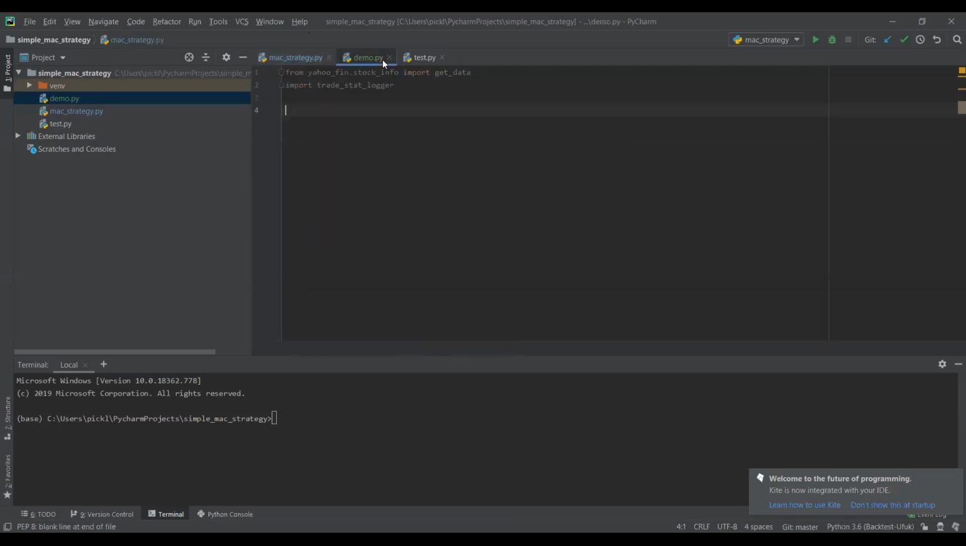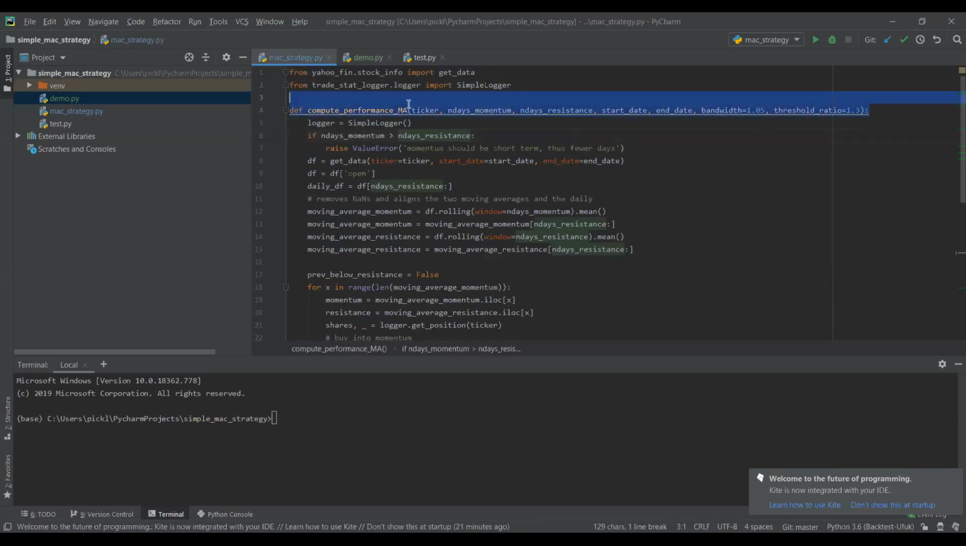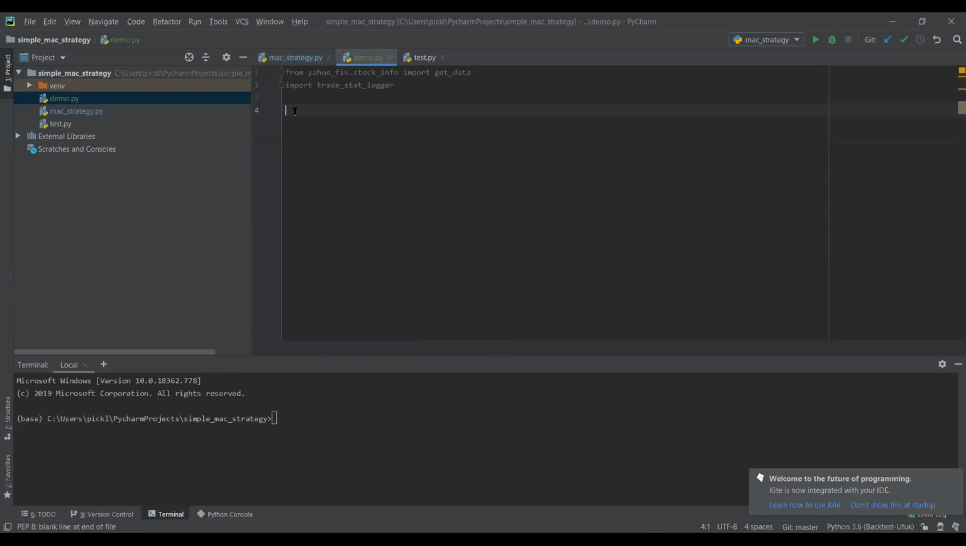I'm just going to copy some of this stuff. Let me go over it. Right here we're creating a function to compute the performance of the moving average. So what are these parameters? Ticker is basically a stock symbol.